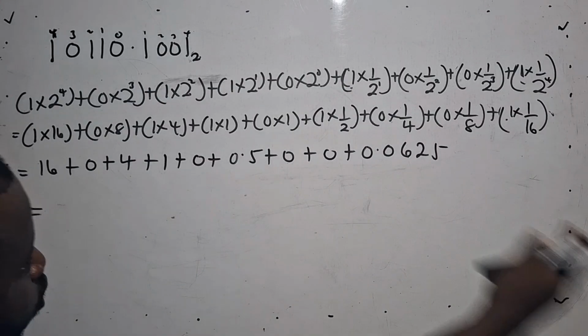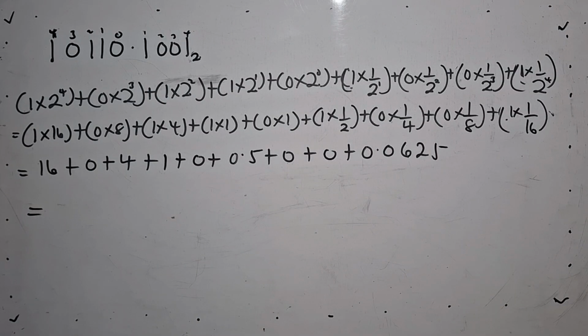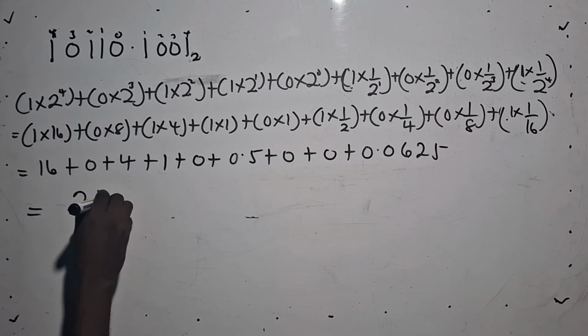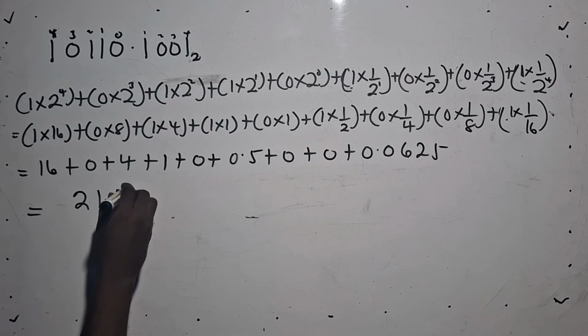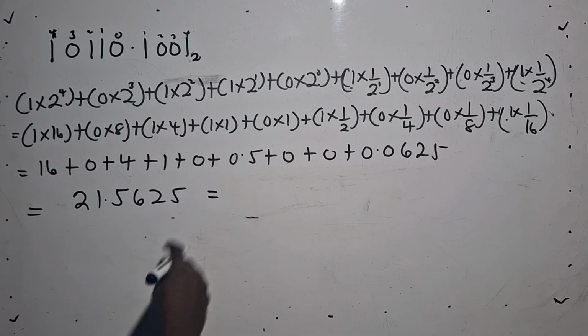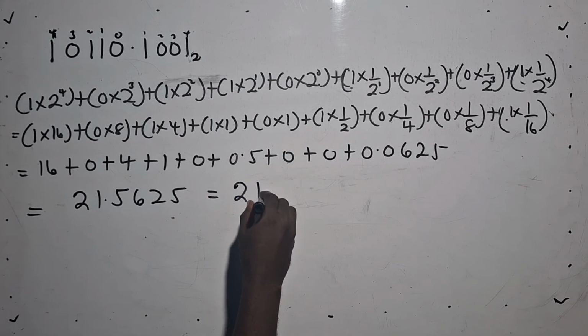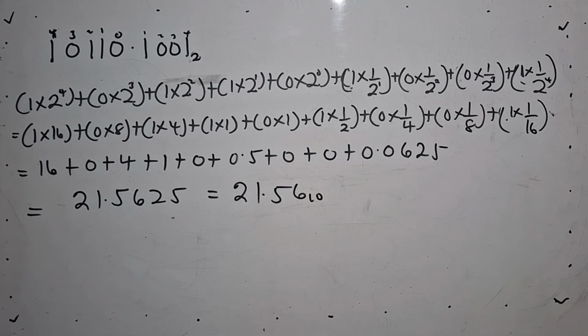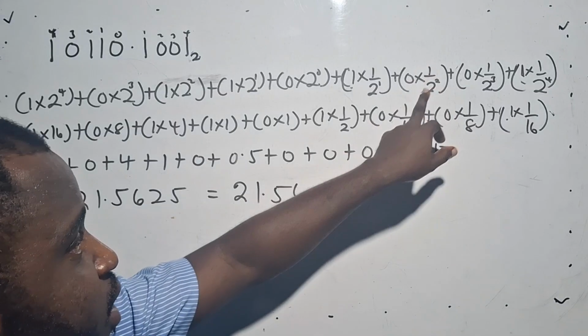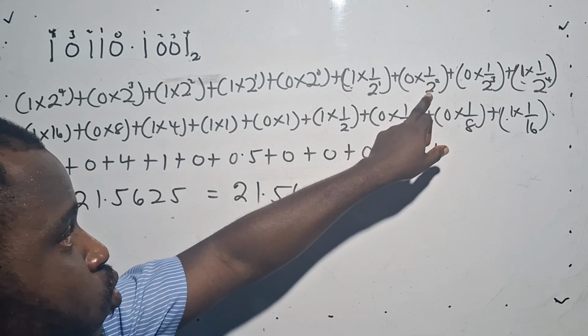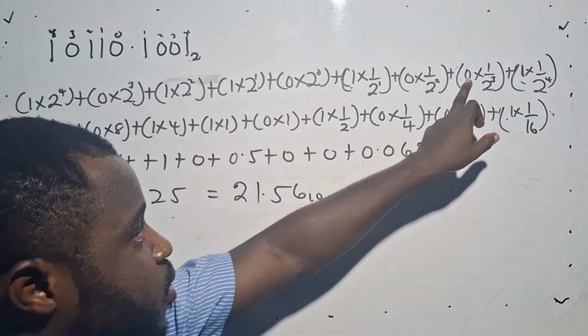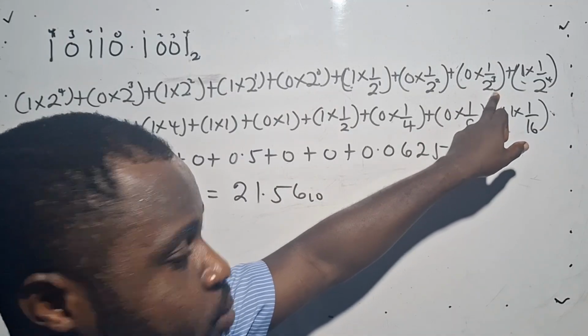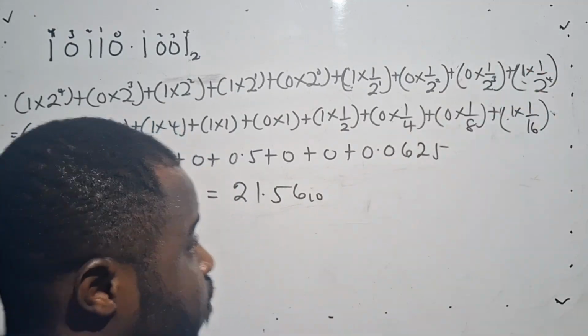So you follow closely as we arrive at the answer. You can add all these, and when you add all these together, our answer is going to give us 21.5625. I'll leave it in 2 decimal places: 21.56 base 10. You can leave it in digits or in words. And don't forget that these ones are the same as 0 times 2 raised to the power negative 2, then plus 0 times 2 raised to the power negative 3, when you change it to the inverse.